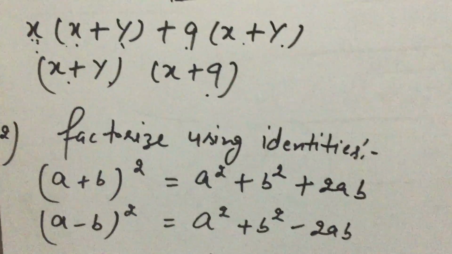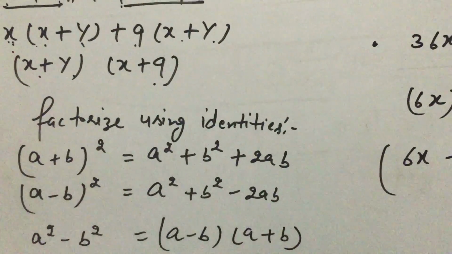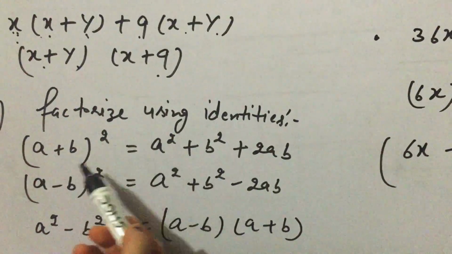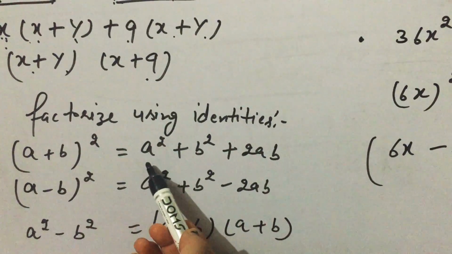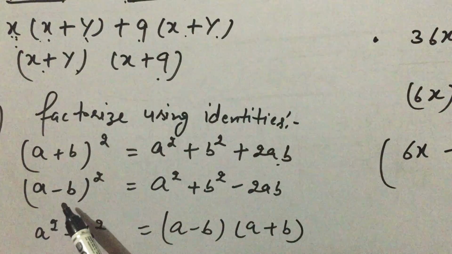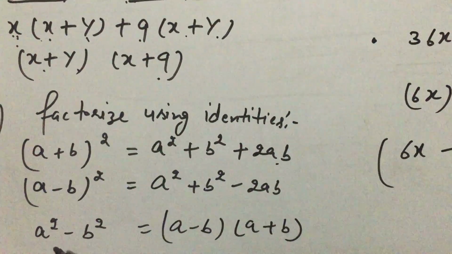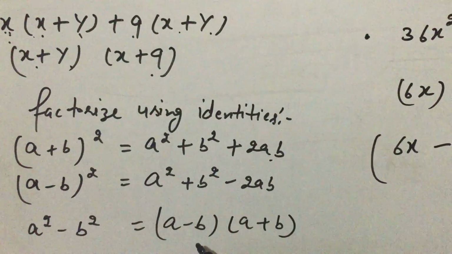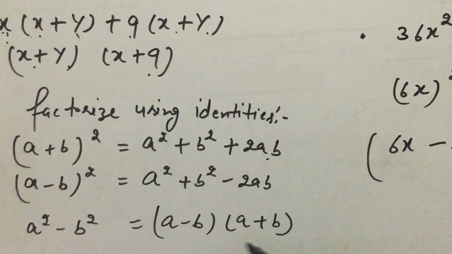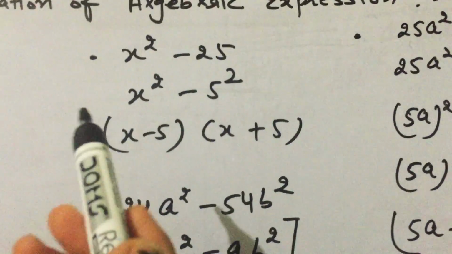Next question. We have to factorize using identity. So we have to apply these identities in the next questions. A plus b whole square, we know, is a square plus b square plus 2ab. We have already done it. A minus b whole square equals a square plus b square minus 2ab. A square minus b square equals a minus b, a plus b. So we have to use these identities and solve these questions.